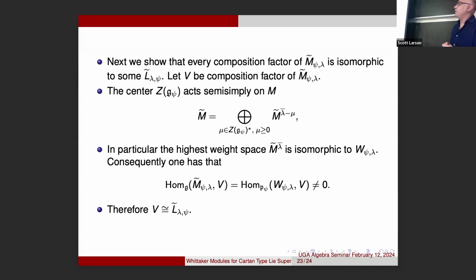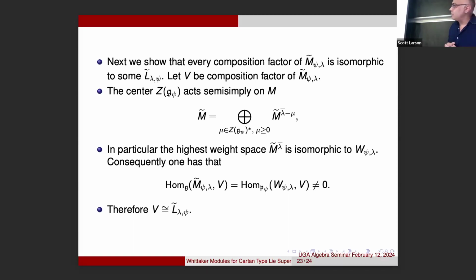One fact we prove, following Kostant's ideas, is that the center of G psi will act semi-simply on this induced module, M tilde. This is one of his main results. If you look at this decomposition, the highest weight space, which we denote by M tilde lambda bar, is isomorphic to one of these standard modules, the G psi module. This highest weight space in this decomposition is a G psi module, and it's simple. Again, following his ideas, you can prove this for M tilde easily. That's what we show, and this gives us basically what we want.